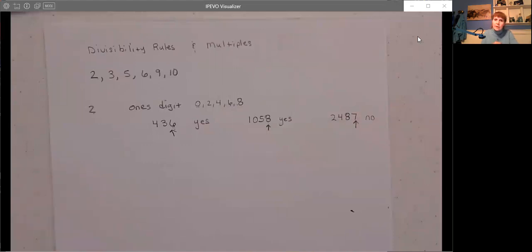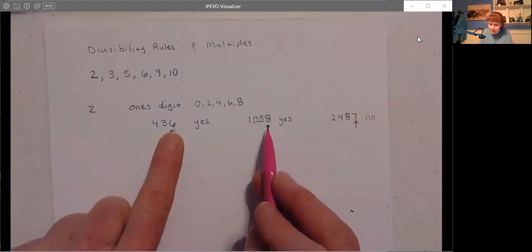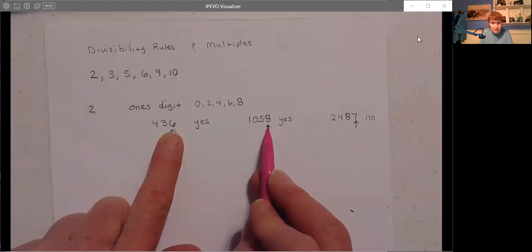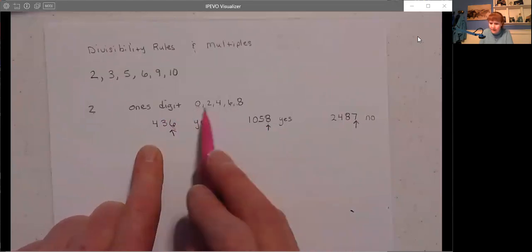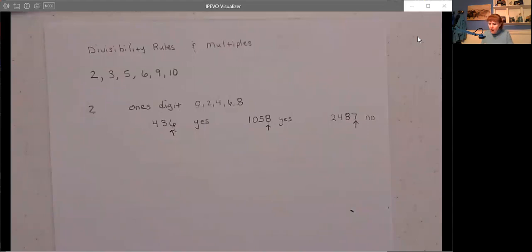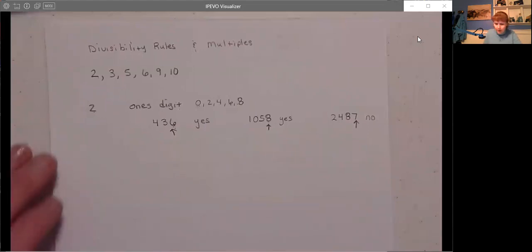All right, so the 2 isn't too bad. You just have to glance at it, knowing then if this is 0, 2, 4, 6, or 8, then the answer is yes, it is divisible by 2 by just glancing at it. It just needs to have that ones digit, one of these numbers. Okay, number 3 takes a little bit more effort.